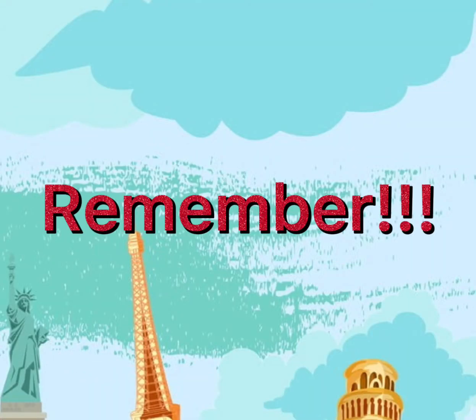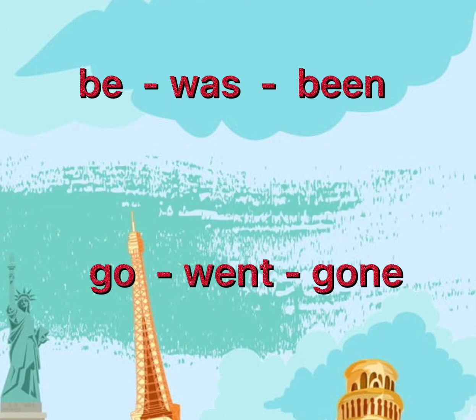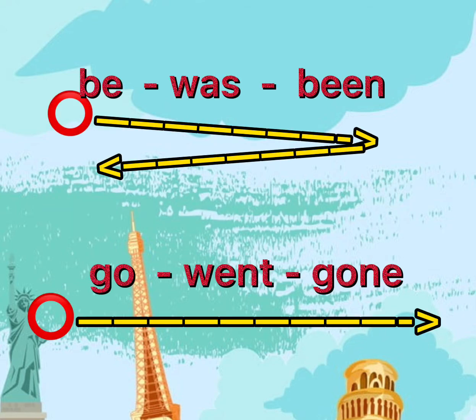Words to remember. Be, was, been; go, went, gone: irregular verbs. How do you use them? Look. Been is used when you go and come back. Gone is used when you went and have not come back.